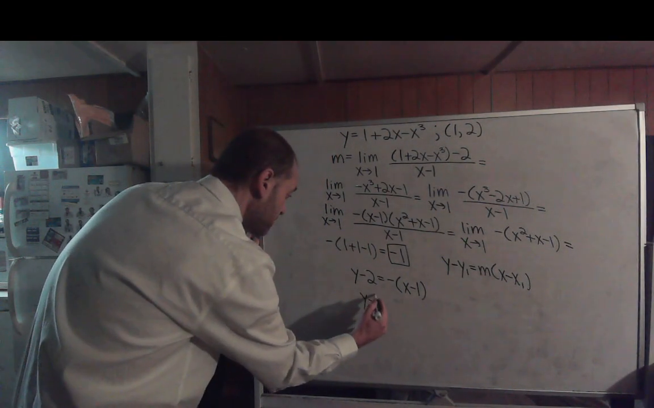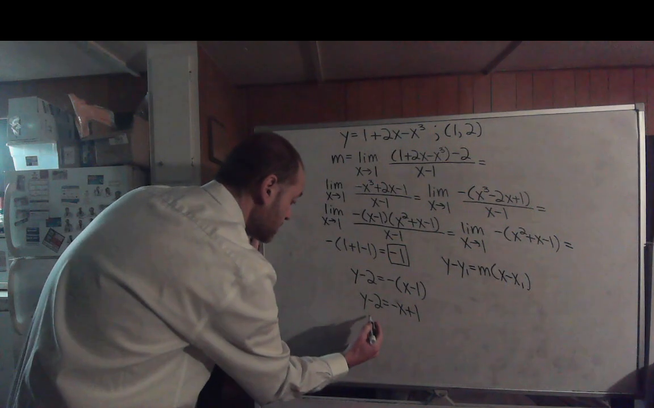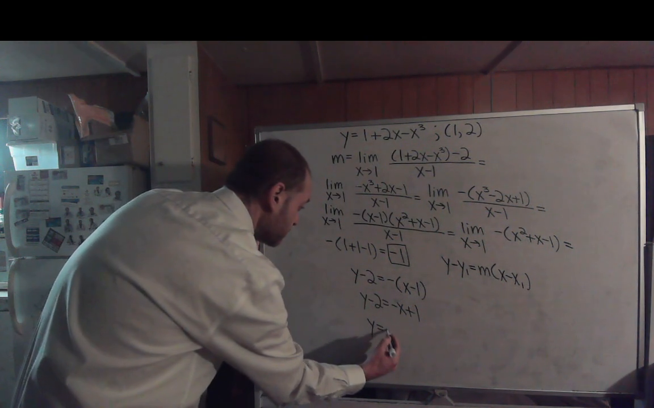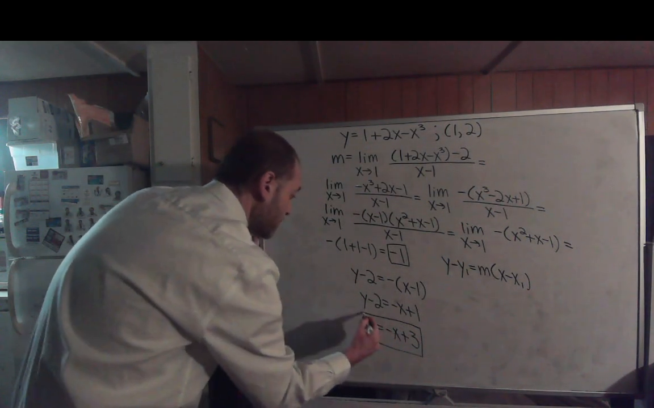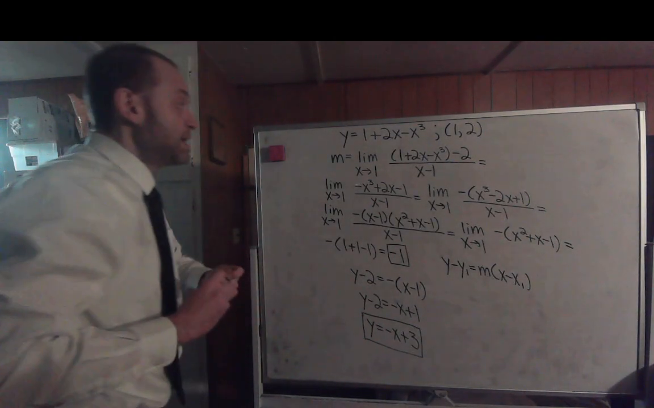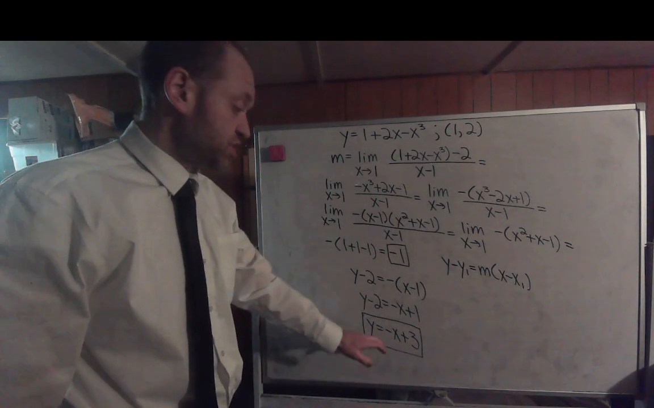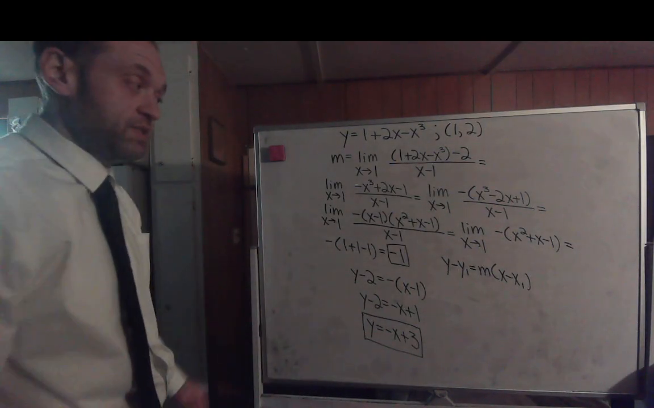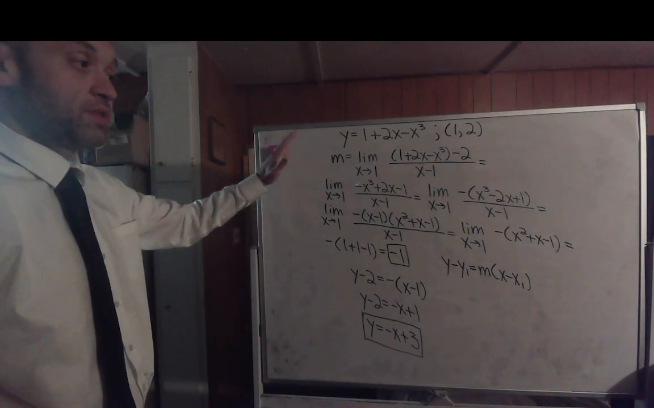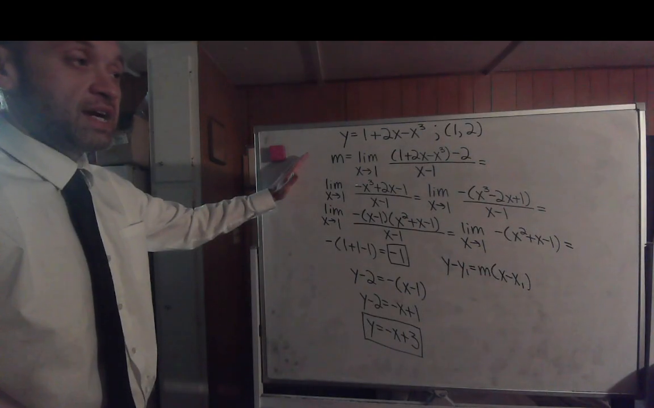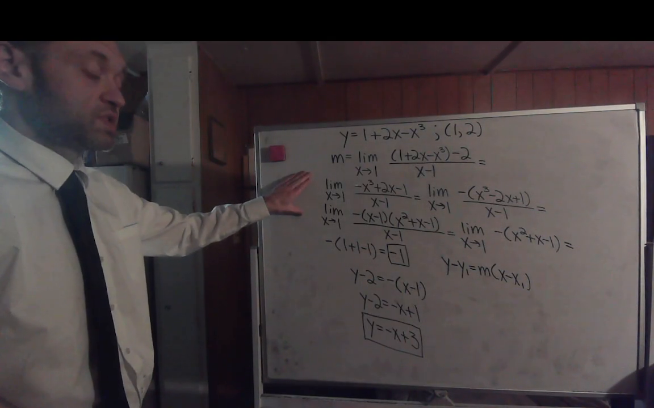So you would get y minus 2 equals negative x plus 1, which would turn into y equals negative x plus 3. So the equation of the tangent line at the point (1, 2), using the slope of negative 1, is going to be y equals negative x plus 3. That would be the equation of the tangent line. And we don't have to bother with finding two separate secant line slopes and then averaging them together. This allows you to go directly to the source.